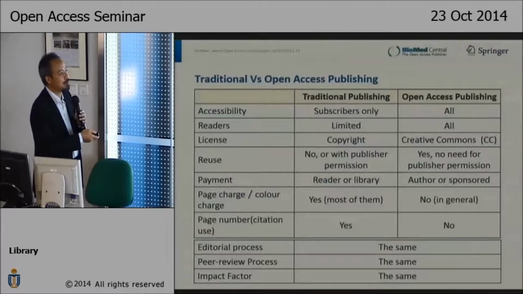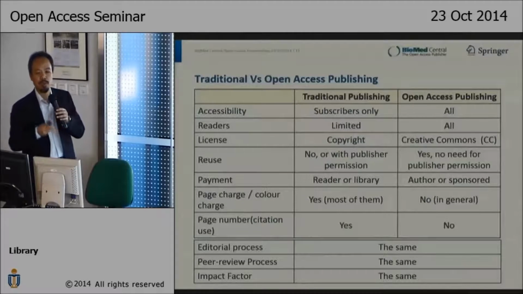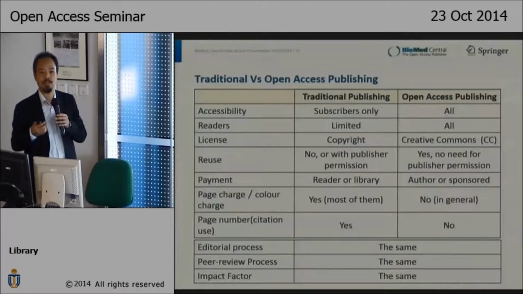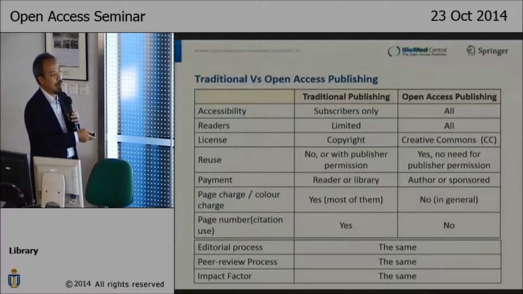And for the payment, with a library or reader, but for open access publishing, it is free to the reader. But because most of the open access publishers or journals are also commercially run, they also need to have some revenue to sustain their business model. Instead of charging the readers, they will charge the author. So that's why sometimes the author needs to pay that, or it may be sponsored.